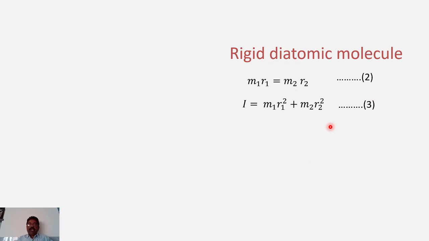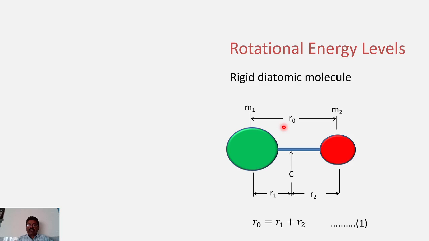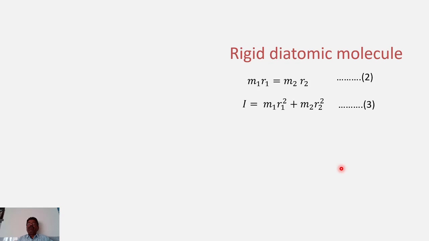Now, according to the definition of moment of inertia, you can write the formula I is equal to m1 R1 square plus m2 R2 square. Here m is the mass and R1 is the distance from the axis of rotation. The axis of rotation is passing through the center of mass, as you can see here. So m1 R1 square plus m2 R2 square is the moment of inertia. Suppose this is equation number 3.